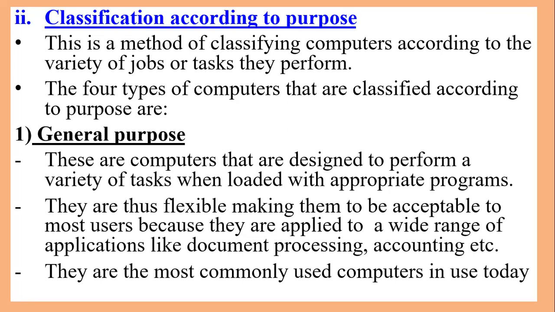How do we classify computers, therefore, according to purpose? This classification is a method of classifying computers according to the variety of jobs or tasks they perform. The four types of computers that are classified according to purpose are, number one, general purpose computers. Now, these are computers that are designed to perform a variety of tasks when loaded with appropriate programs. They are thus flexible, making them acceptable to most users because they are applicable to a wide range of applications like document processing, accounting, amongst others. They are the most commonly used computers in use today.